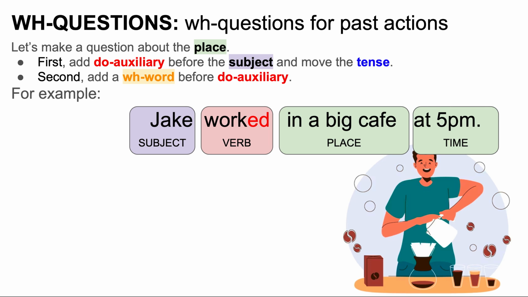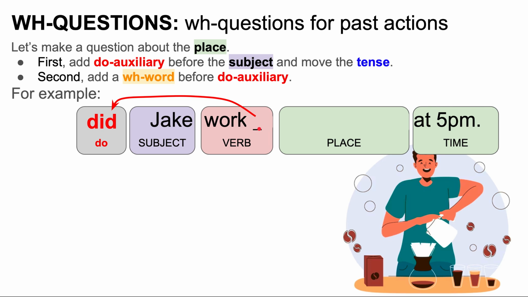Let's start by making a question about the place. So, Jake worked at 5 p.m., but I don't know the place. So I need to start by adding a do auxiliary. Now the do auxiliary will absorb the tense from the verb. So Jake worked at 5 p.m. If I add do, the ed is absorbed by the auxiliary, and do becomes did. So, did Jake work at 5 p.m.?